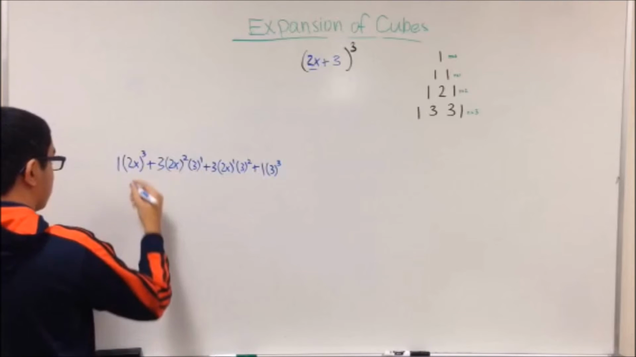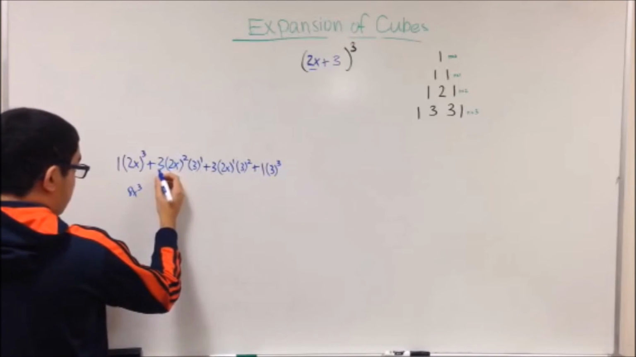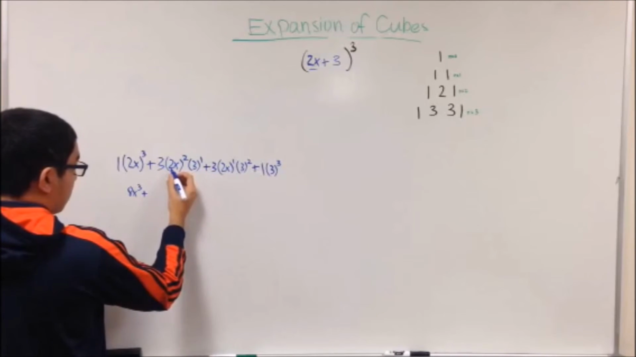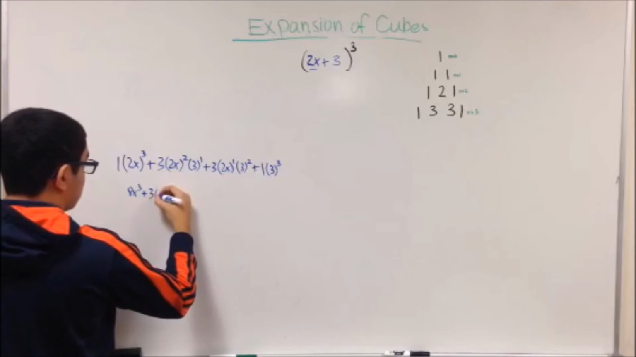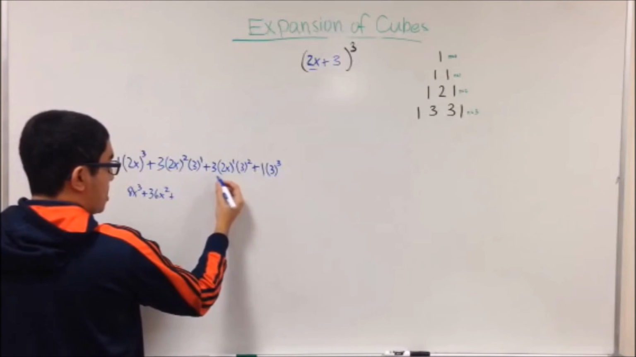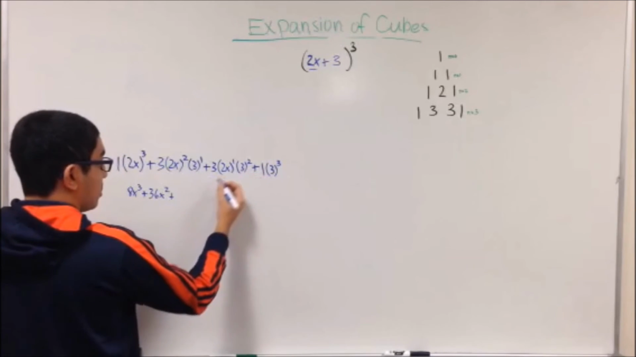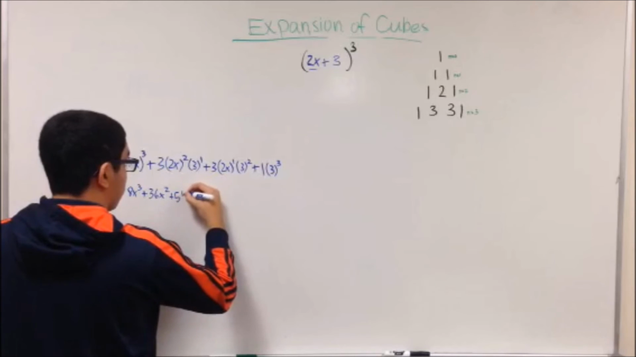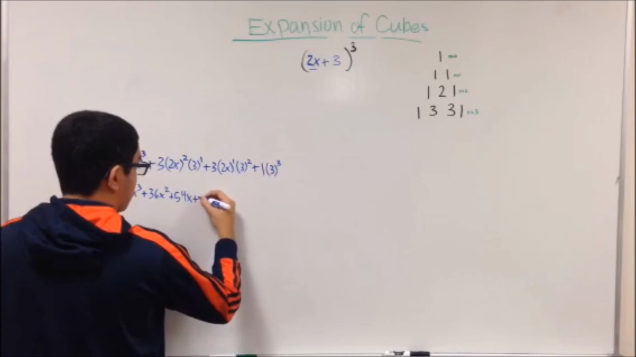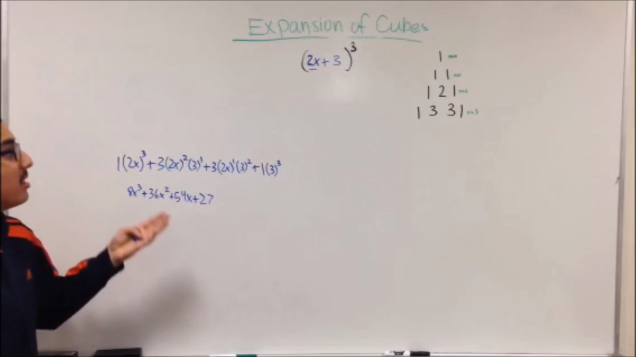Now, simplifying this, we are going to have 8x cubed, plus 3 times 3, which is 9, times 4, 36, x squared, plus 3 times 3 squared, which is 9, 9 times 3, 27, times 2, 54x, and 3 cubed, which is 27. Now we have successfully solved, or expanded, our cube.